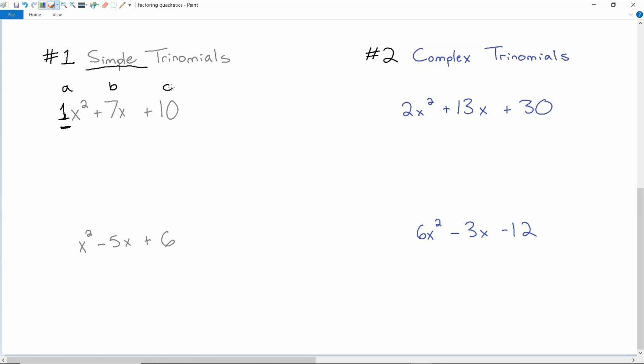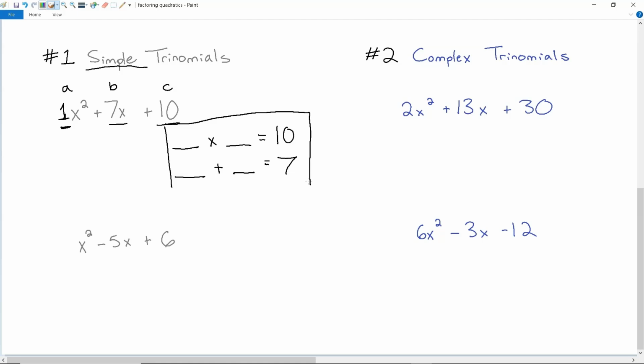And for trinomials, we kind of want to solve a puzzle in order to factor it. We want to look at our B term and C term specifically, and we want to think of two numbers that when I multiply them, they give me my C term. In this case it is a 10. And when I add those same two numbers, I get my B term, which is a 7. So whenever you have a simple trinomial, you can always set up this mini puzzle to factor it. And this one's not too bad.